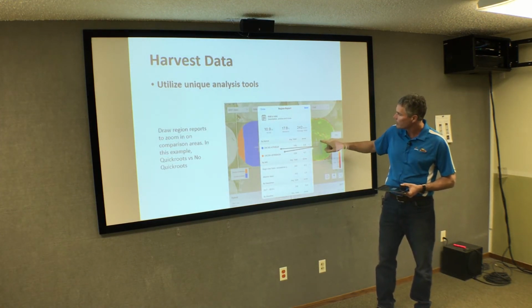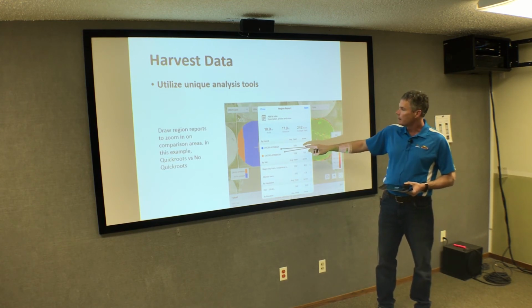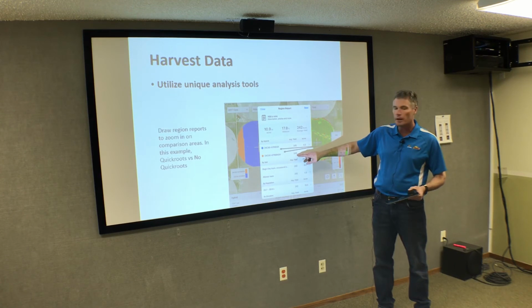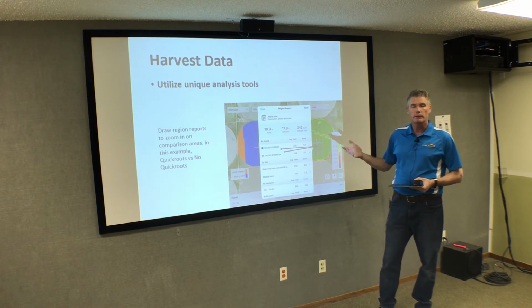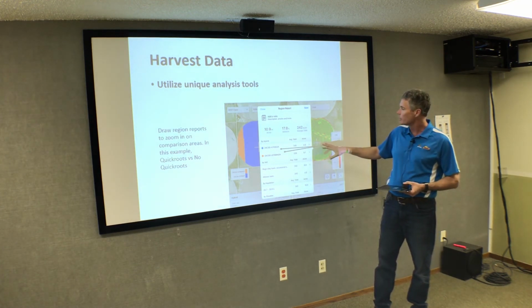So I've drawn a square right across the split between quick roots and non-quick roots. Now you can see Dekalb 6067 with quick roots was 245 bushel. Dekalb 6067, same hybrid without quick roots, was 239 bushel. So you've got a 6 bushel yield advantage by adding the biological treatment. So 6 bushels times $3 per bushel is $18 added of gross revenue.